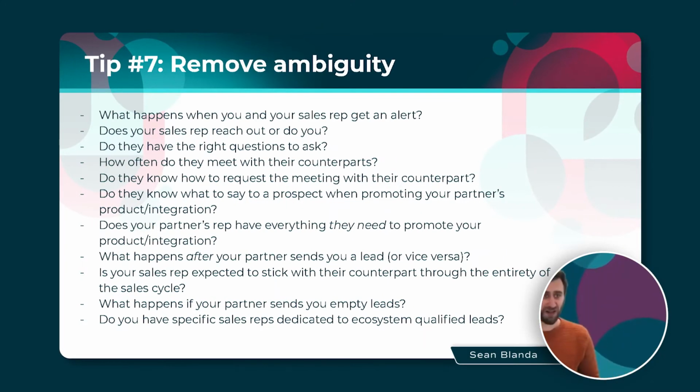Number 7, remove ambiguity. So we talked a lot. There's a bunch of different tactics we've talked about. This is what makes it a workflow. So do a dry run of that very refined co-selling motion, that ideal co-selling motion you have in your mind. And then think of all the people that have to be involved in that co-selling motion. And then ask yourself, do they have everything they need to operate and keep this moving?